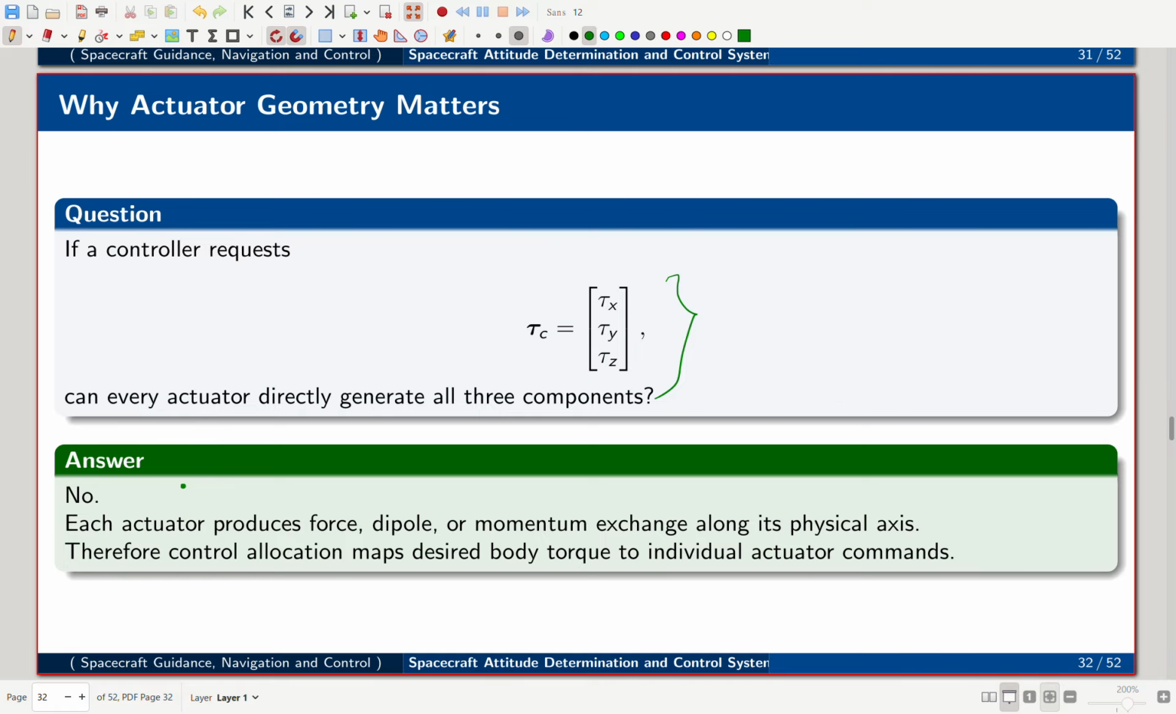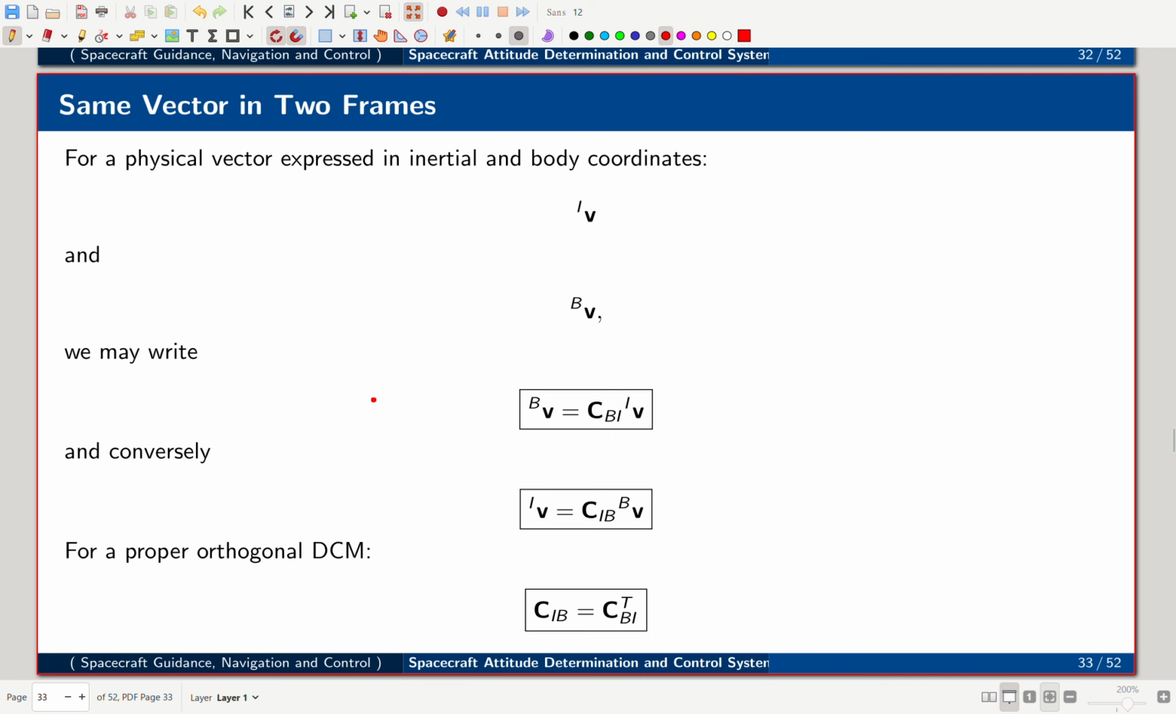So why does actuator geometry matter? Because if the controller requests a torque about, say, the z axis, can every actuator directly generate all three components? No, we have to specify. Each actuator produces force, dipole, or momentum exchange along its physical axis x, y, z. Therefore control allocation maps the desired body torque to individual actuator commands.